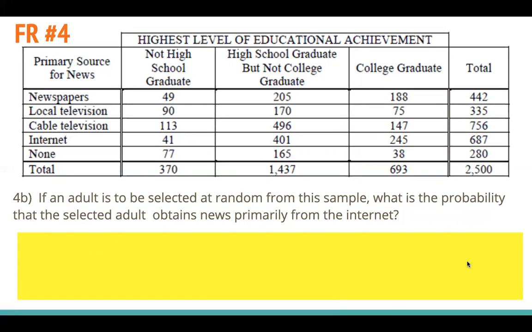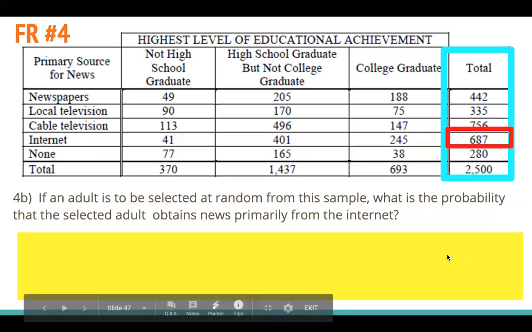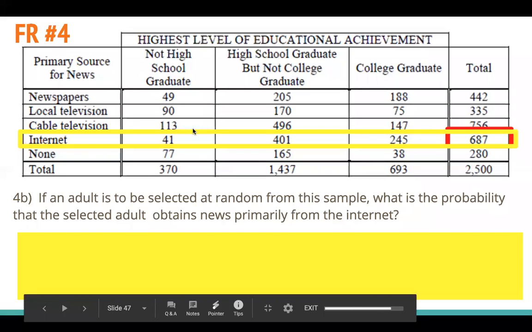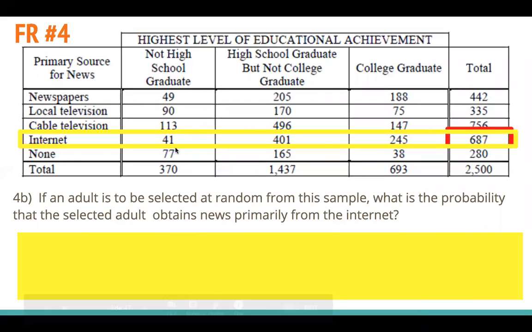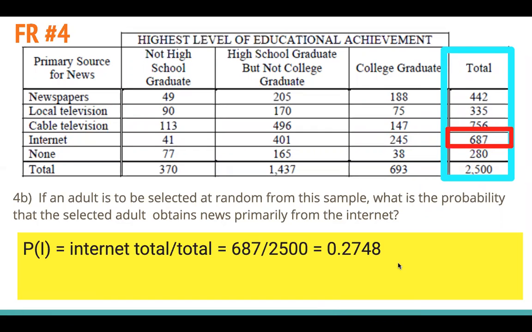Okay, and if an adult is randomly selected from the sample, what is the probability that the selected adult obtains news primarily from the internet? So my internet is across the side here. My internet is that 687, and I'm selecting it from the total population, so I do 687 divided by 2,500, and I get 0.2748.